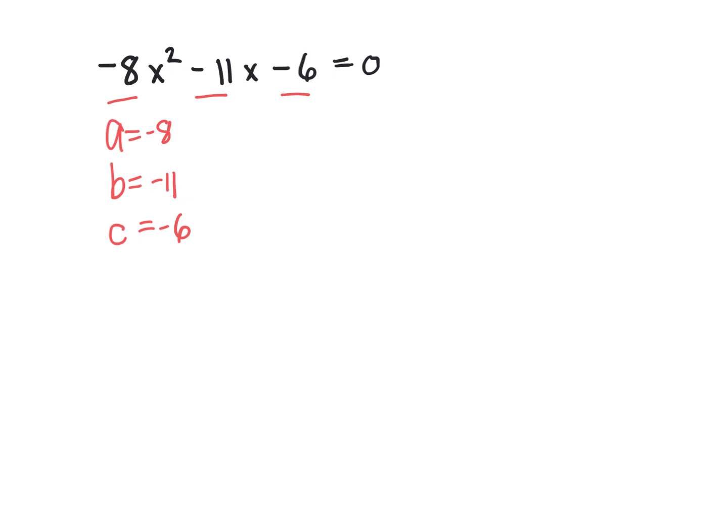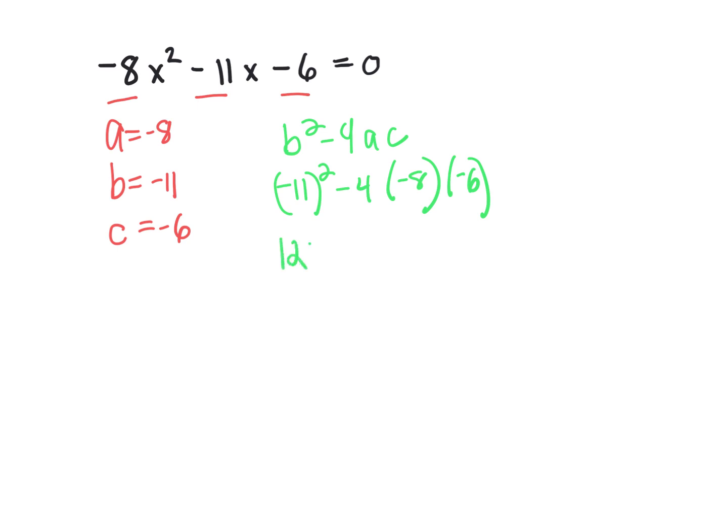And so therefore, I'm now ready to figure out the discriminant. And when I substitute in, remember that negative 11 squared, negative times negative, is going to end up a positive 121. And like we've talked about before, we can either do this all on our calculator, or do it with mental math, or step by step, whatever we prefer.